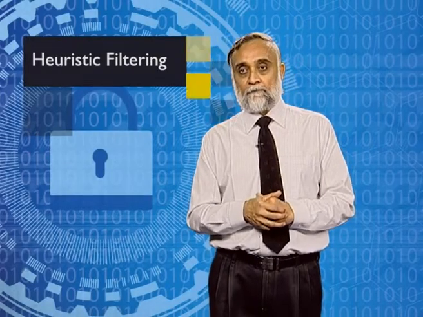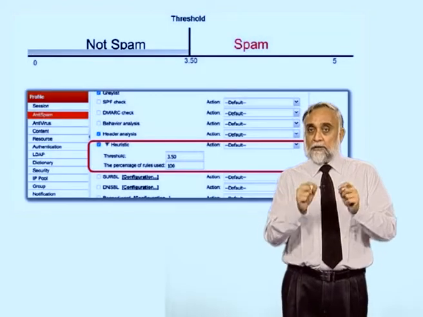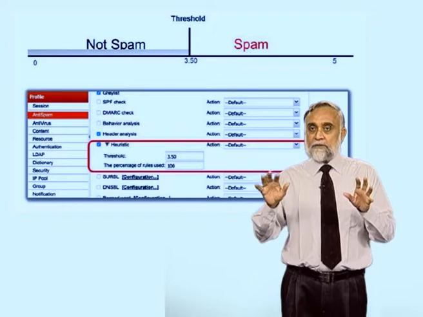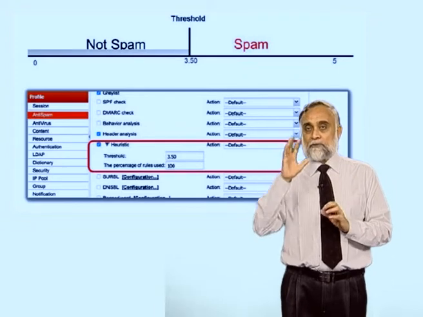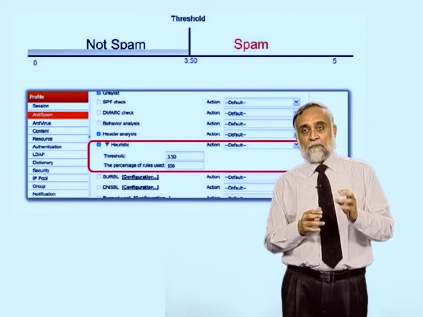Heuristic filtering. It works by subjecting each inbound email to thousands of predefined rules. The rules are for the sender, the body of the mail, and also the subject line of the mail, while still others might look at whether an image is attached.